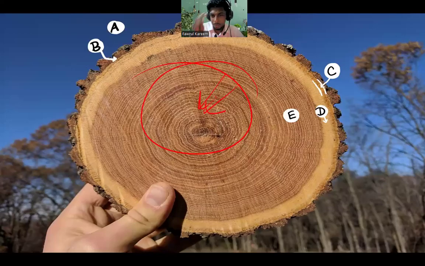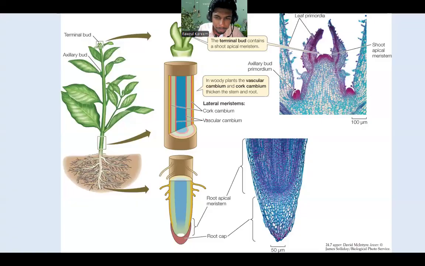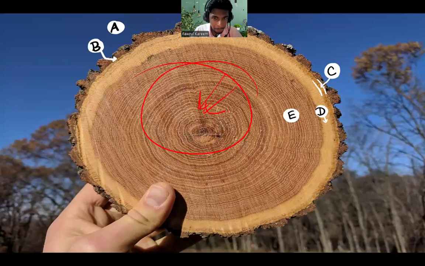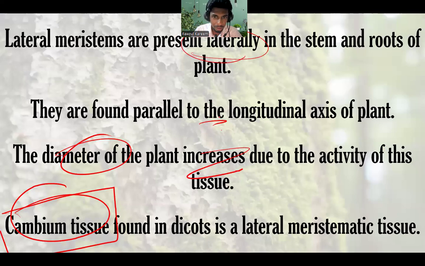Okay, then. So what is the main function of the lateral meristem? Increasing the diameter of the plant, the diameter of the plant stem and the root. Increasing the diameter of the stem and the root. Okay? Okay, sir. Right.